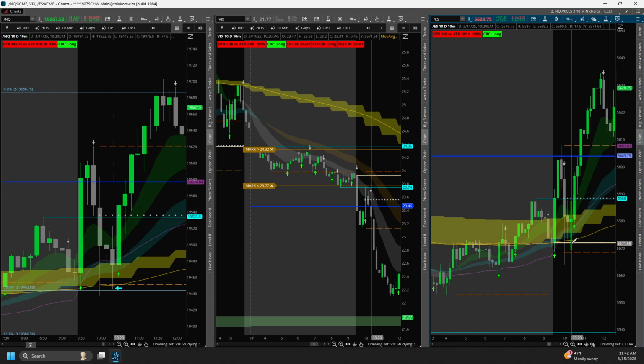I don't know if you ever use cumulative delta. I use CVD, and if you look at the cumulative delta, I could send you a screenshot in the chat. It made a higher low. Let me send this to you. To me, it was just like, okay, buy this, buy this, buy this.